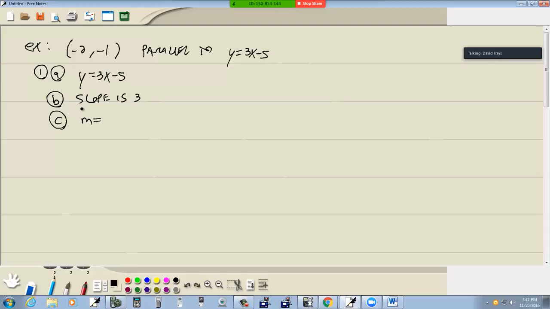Now parallel lines have the same slope. So we said it's parallel to this line, and the slope of that line is 3. Since they have the same slope, our m we're trying to find will be 3. Step 2, plug in the slope from 1c, which is 3, and the given point for x and y. Remember, this is x and this is y. So I got -1 over there, x is -2 plus b, and then solve for b. So 3 times -2 is -6. Take -6 over, becomes a positive 6. And -1 plus 6 is 5, so b is equal to 5.